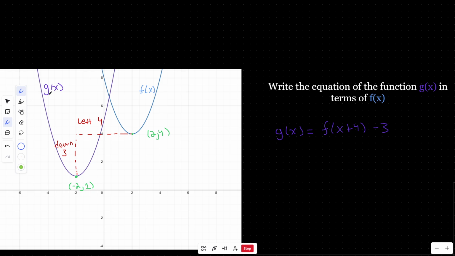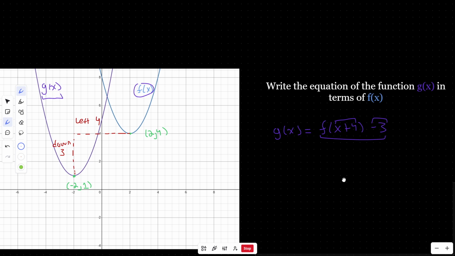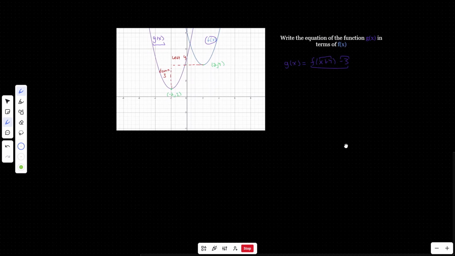So all we did here was we wrote g of x in terms of f of x, because this is our f of x, so we basically transformed this function right here, left 4 units and down 3 units to arrive at our function g of x. And there we go. Those are all of our questions.